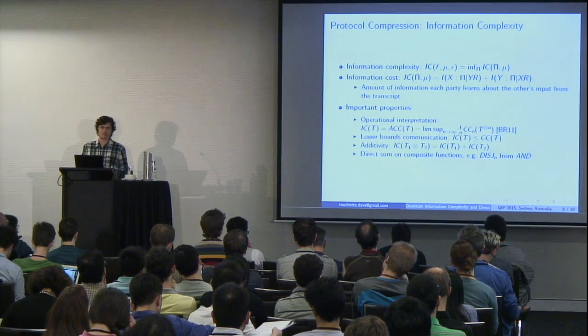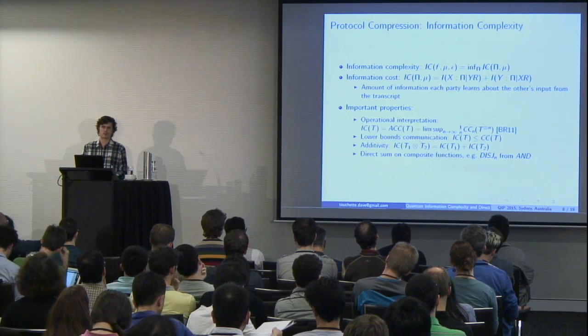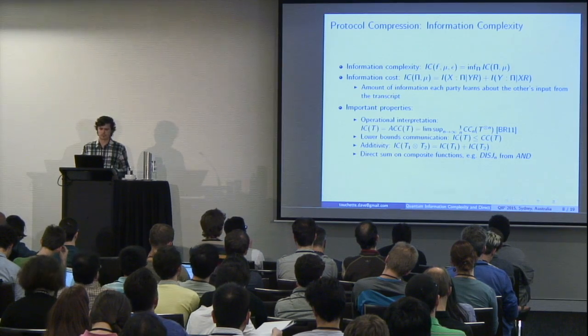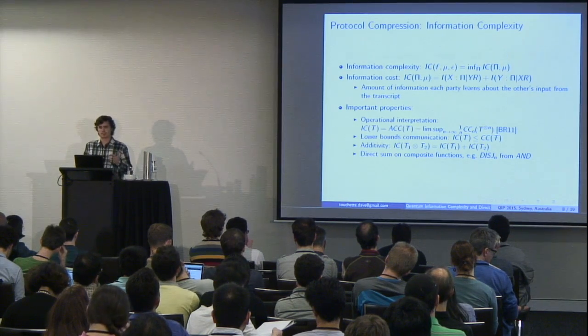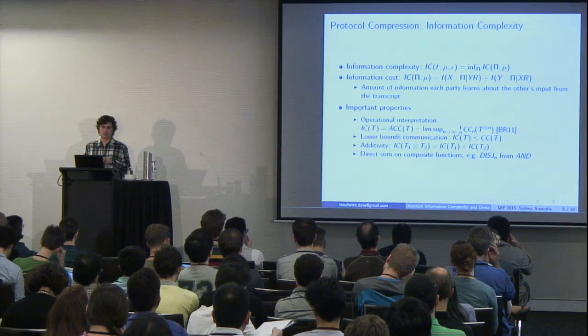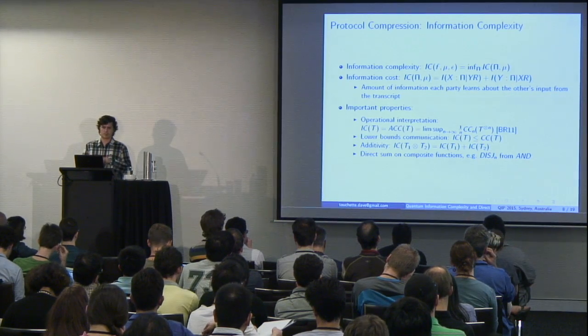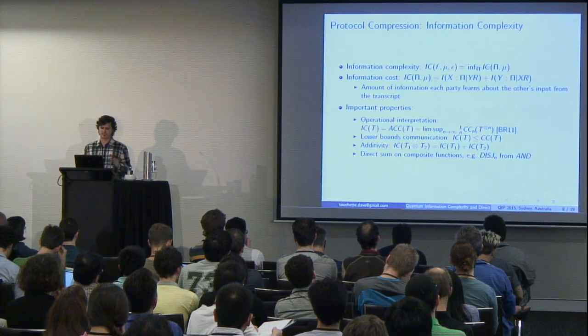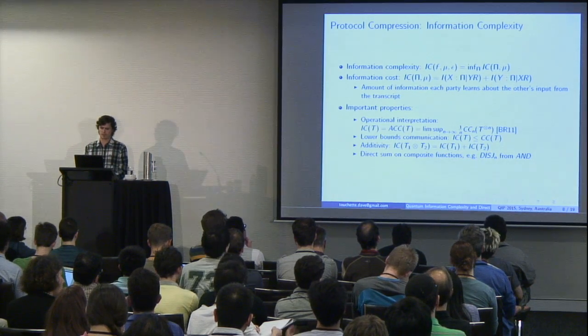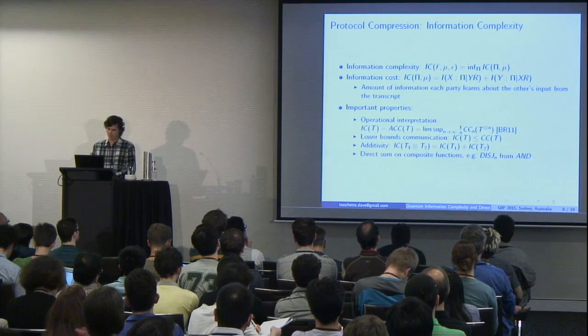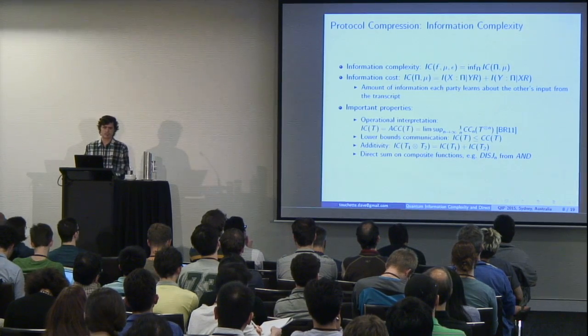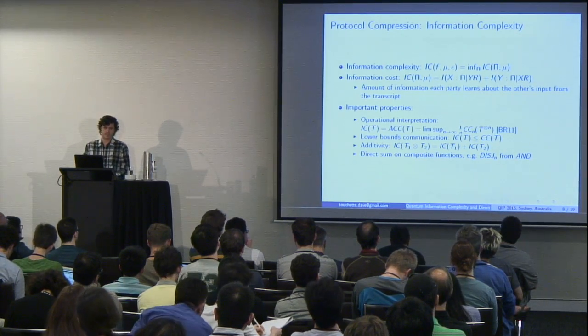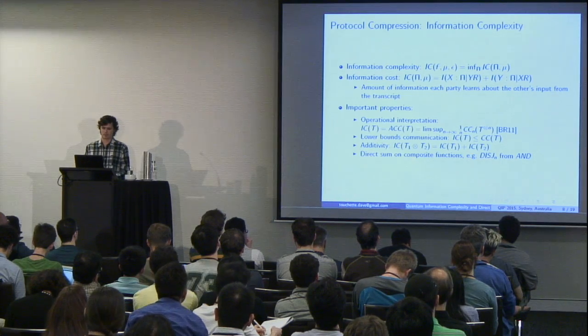First, it has the operational interpretation as being equal to the amortized communication complexity of a task. That is, once again, the optimal asymptotic communication complexity for computing many copies of the task in parallel. This was a result of Braverman and Rao in 2011. So information complexity is a direct lower bound on communication complexity, independent of the number of runs of the protocol.